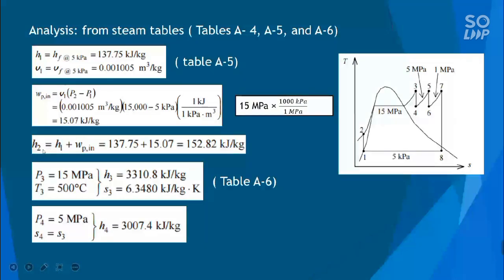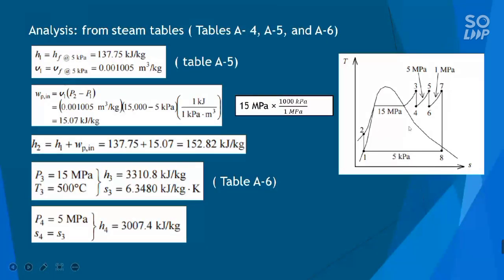Next, for our final enthalpy, we have initial enthalpy plus the work input, equal to 137.75 plus 15.07, which is equal to 152.82 kilojoule per kilogram. And for state 3, we have a pressure of 15 megapascal and a temperature of 500 degrees Celsius. So the enthalpy at 15 megapascal is equal to 3,310.8 kilojoule per kilogram, and the entropy at 500 degrees Celsius is equal to 6.3480 kilojoule per kilogram per Kelvin. And this can be seen in our steam table A-6.